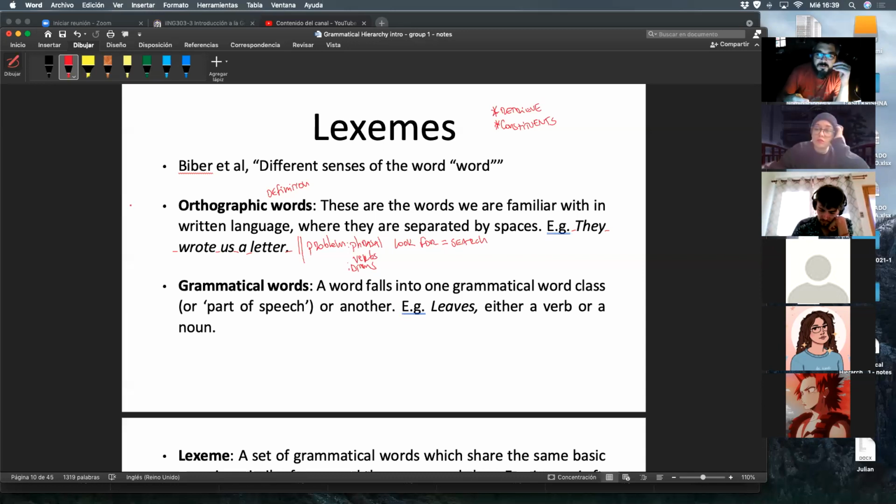Then, the grammatical words, or in other way, we're going to define them as the grammatical definition. That is to say, grammatical words. A word falls into one grammatical word class or part of speech or another, therefore leaves either a verb or a noun. So, with the second definition, what we're saying is this: a word is a word only if it can be categorized inside of a grammatical class, right?